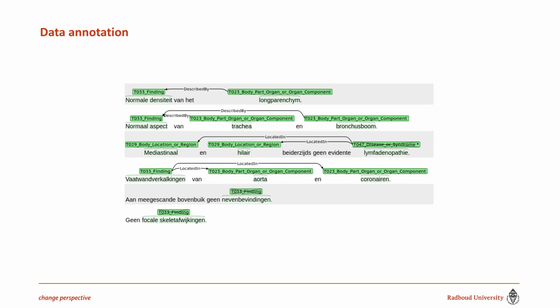Here's an example of the annotation that we're doing. We are tagging spans that contain, for example, findings, body parts, diseases, etc. And we are also specifying relations between those spans, as well as negations and uncertainty, shown here with the cross and the asterisk.